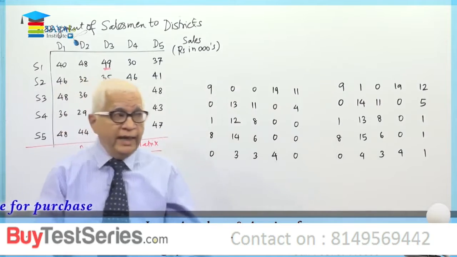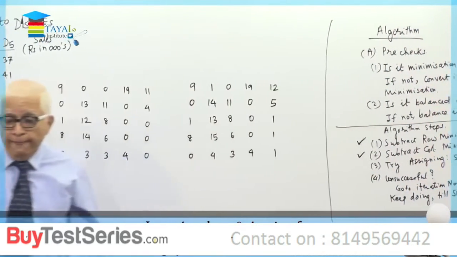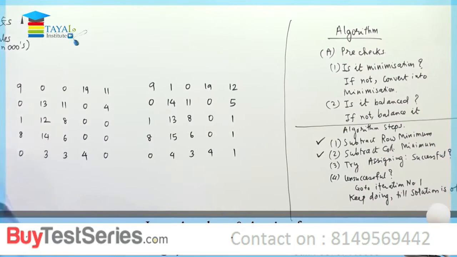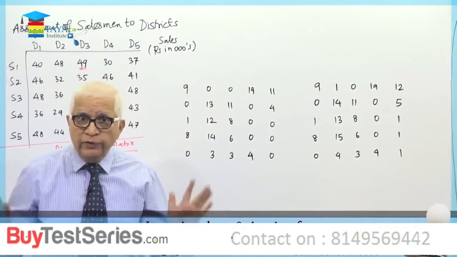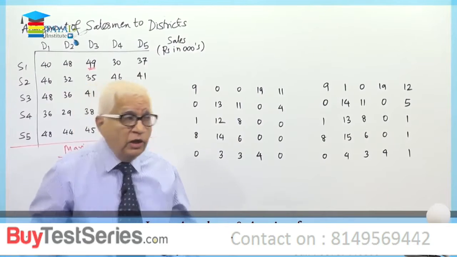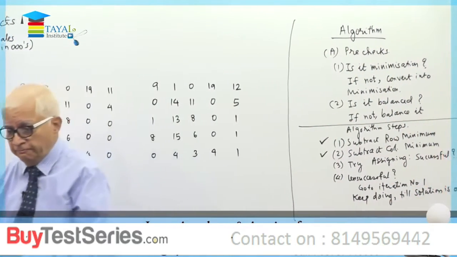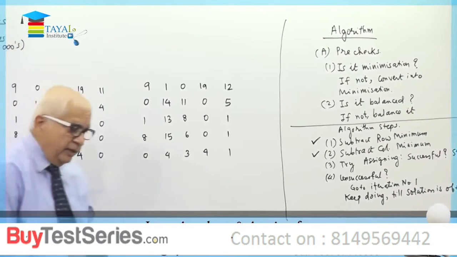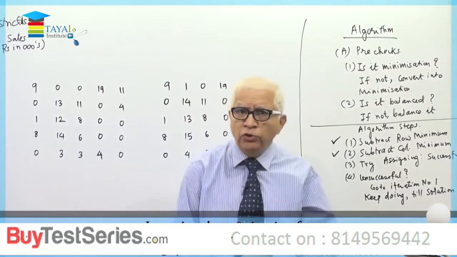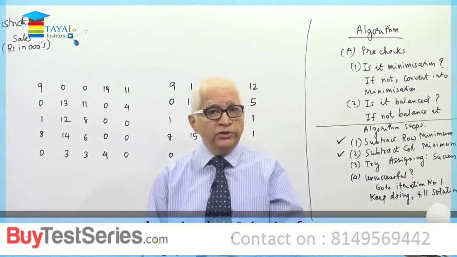Fine. After doing this second step, that means after subtracting column minimum, do you see that in each row there is a 0, in each column there is a 0. Once we are convinced that in each row and each column there is a 0, we can go to the next step. What is the next step? Try assigning. Make an assignment. That means decide which salesman will go to which district. I may succeed in this assignment, I may not succeed in this assignment.